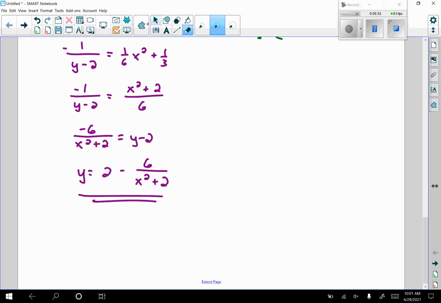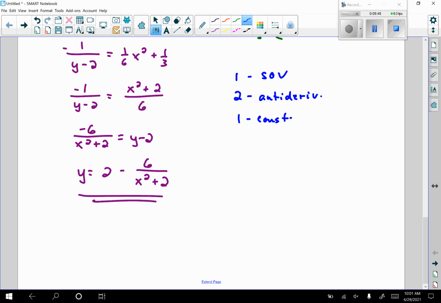So you get 1 point for separation of variables, 2 points for the antiderivatives, 1 point for constant of integration, c, and 1 point for solving for y. Now there could be a couple different equivalences that they should accept for this, but 5 points there, and then we had 2 for each part A and part B.